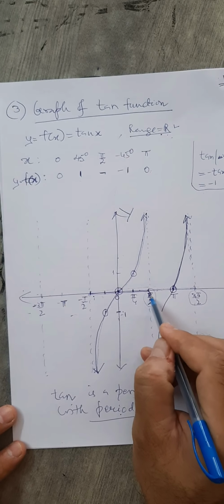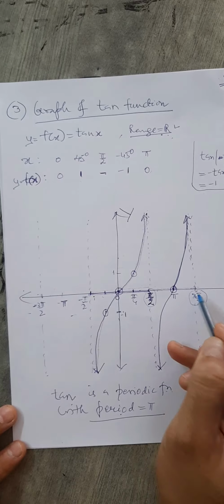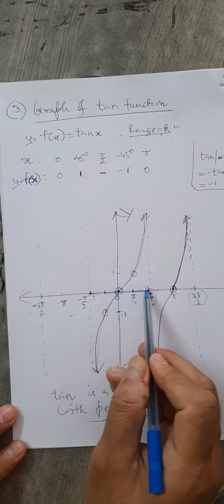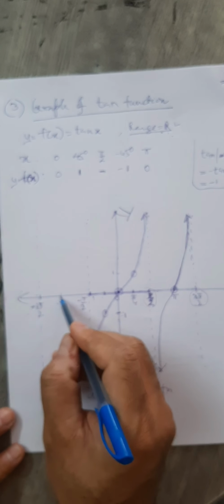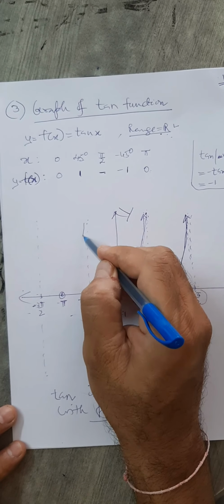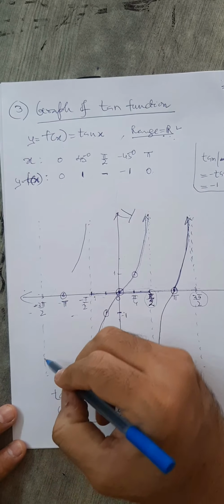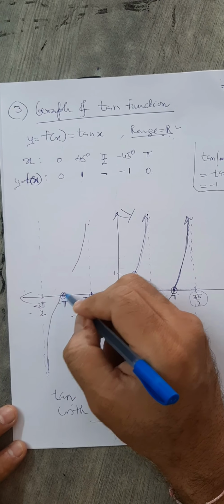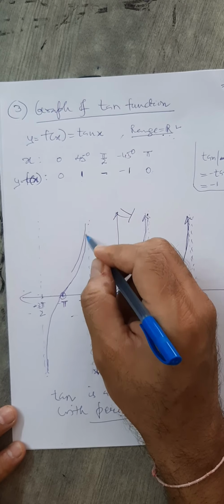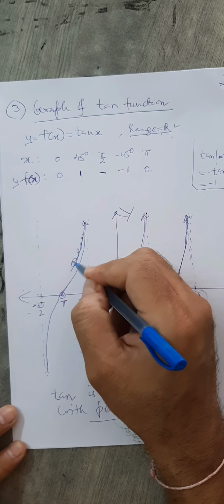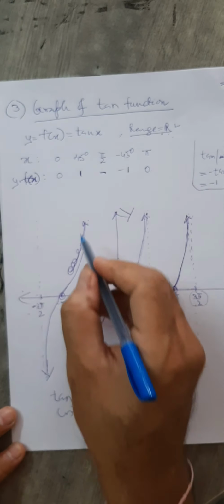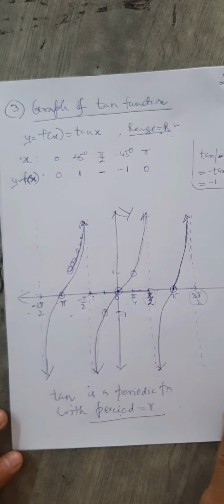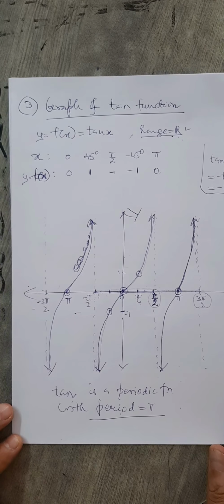This is pi by 2, you know. Now what about this portion, minus 3 pi by 2 to pi by 2? Same, you just cut from here and paste here. This is 0. Here it is minus infinity. So it would be like this. Here if you go up, it would be increasing like this. This is the graph of tan function. How many cycles have I shown here? 3 cycles. 1, 2 and 3. This is the graph of tan function.